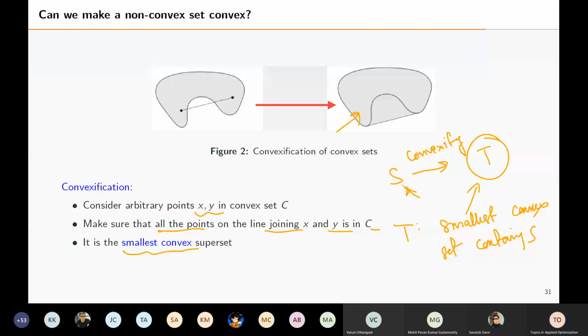Another way to say it is, if you already have a convex set and you convexify, you don't get anything more. Convexification of a convex set is the same set. Because you take the line joining, but the whole line is already there in the set, so you are not getting anything more anyway. So convexification of a convex set leaves it the same set.